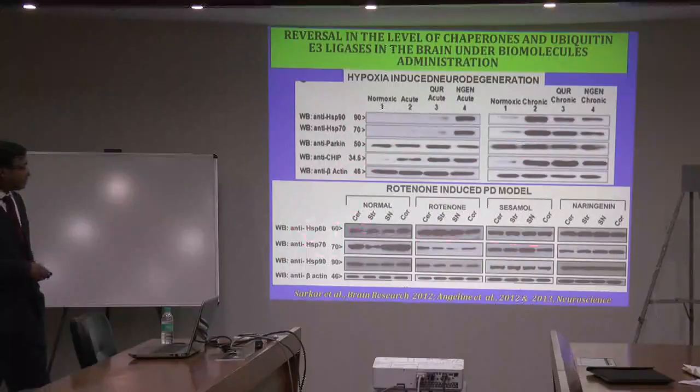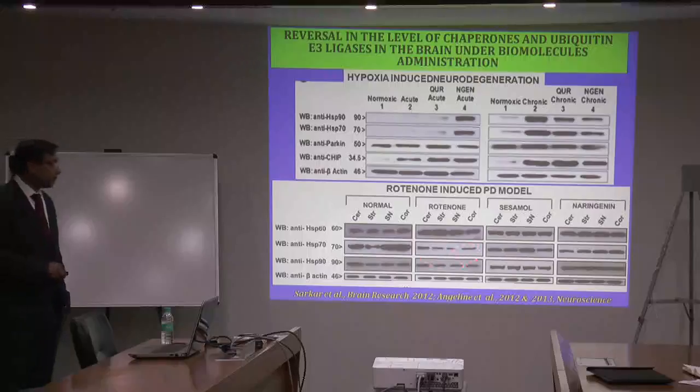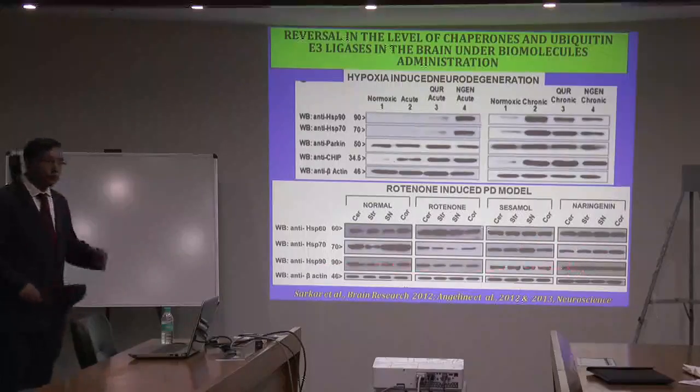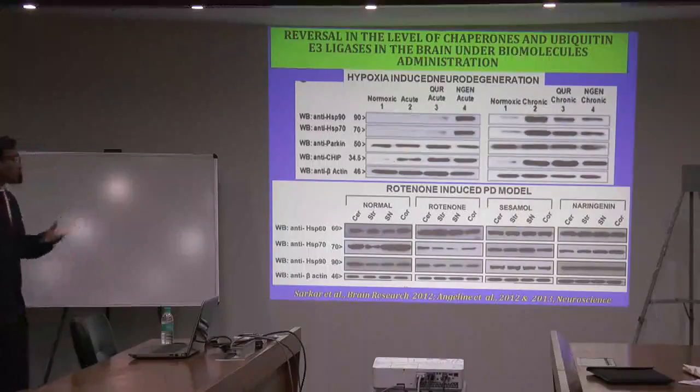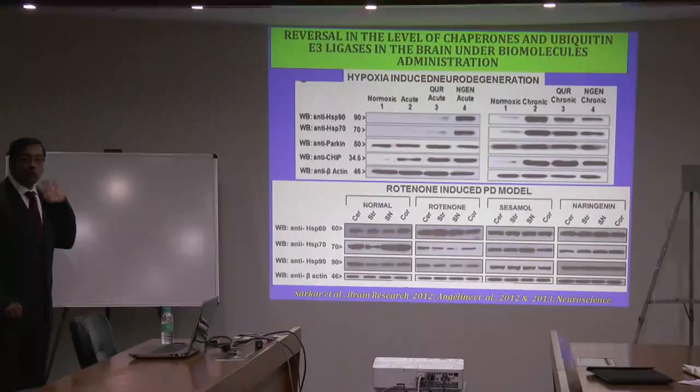Likewise, in the same kind of experiment we have performed, you can see in the rotenone what the level of HSP 70 is, and what the level of HSP 70 is after cis-mol treatment as well as naringenin treatment. So we performed these experiments to show that indeed these biomolecules can rescue, or at least upregulate a little bit, the level of different protective proteins such as HSP 60, 70, 90, CHIP and Parkin in both the models.